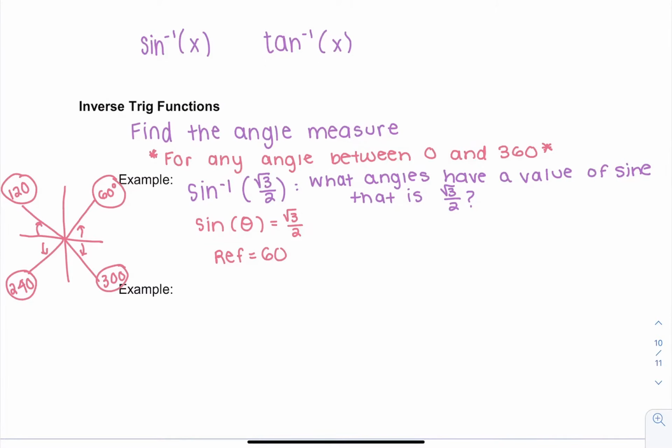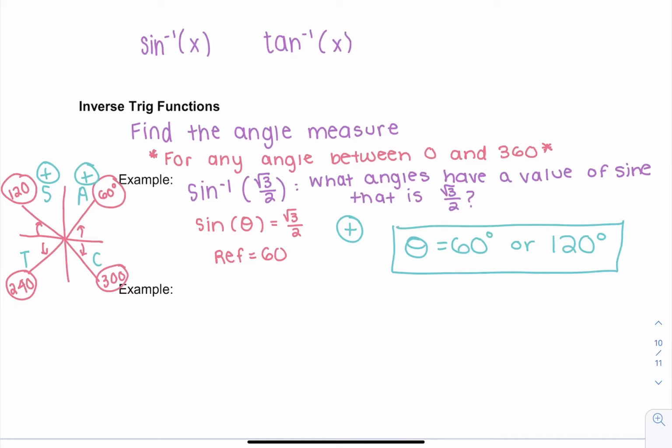Now we remember all students take calculus. I know I'm looking for where it's positive. So it's positive here for all, and it's positive here. So my answers are theta is equal to 60 degrees or 120 degrees. Those are my 2 possible answers. They're not going to be 240 or 300 because for those, sine is negative.